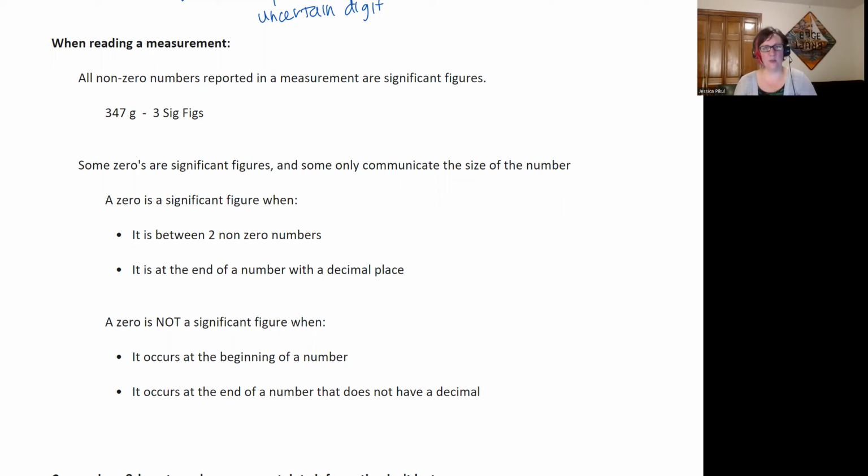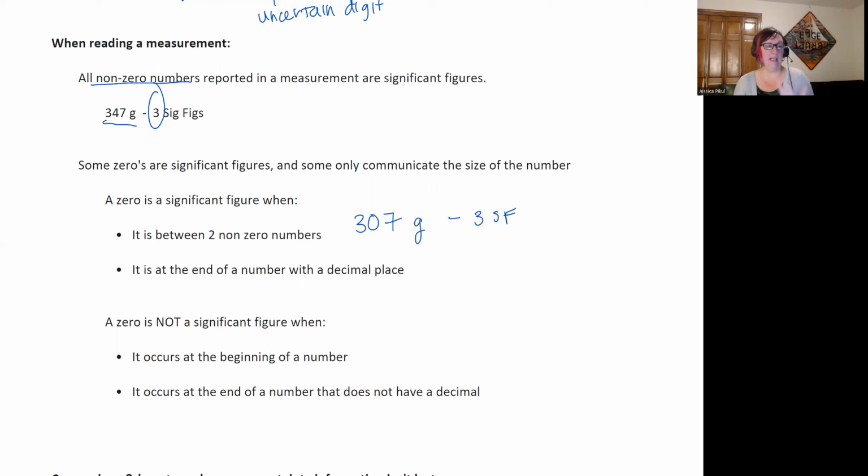So it's easiest when you don't have a zero at all. So if there's a non-zero number reported, you can just assume it's a significant figure. So something like 347 grams has 3 significant figures because there's 3 digits. So if there's zeros involved, there are a couple cases where they are going to be significant figures. The first is when they're between 2 non-zero numbers. So, for example, if our number was 307 grams, then the zero is in between 2 non-zero numbers. And so this is 3 significant figures.